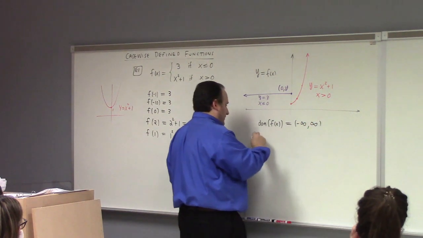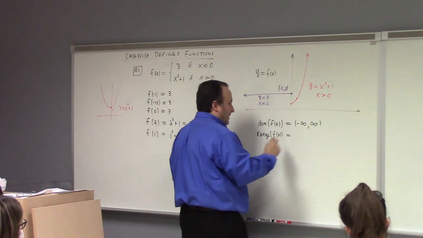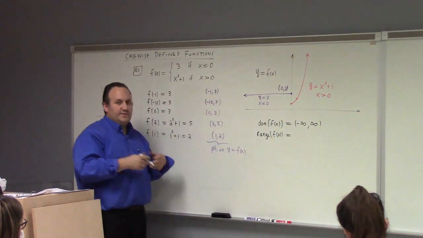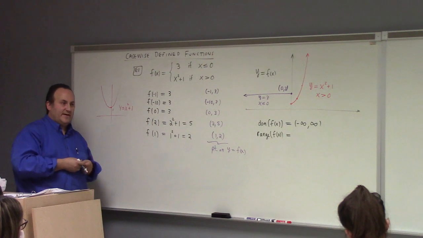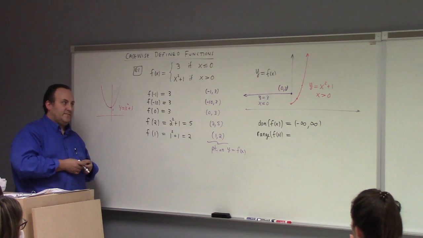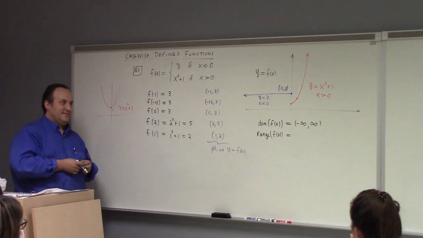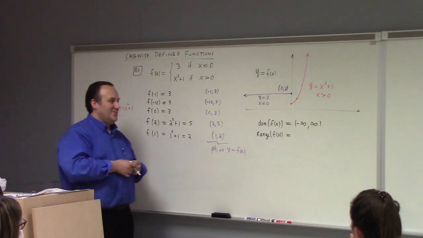What's the range? That one's more interesting. The range would be the y values which the graph actually gets to. Which are those? Well, it definitely gets to 3. It covers 3 quite a bit. The other ones: 1, 2, 3, 4, 7.